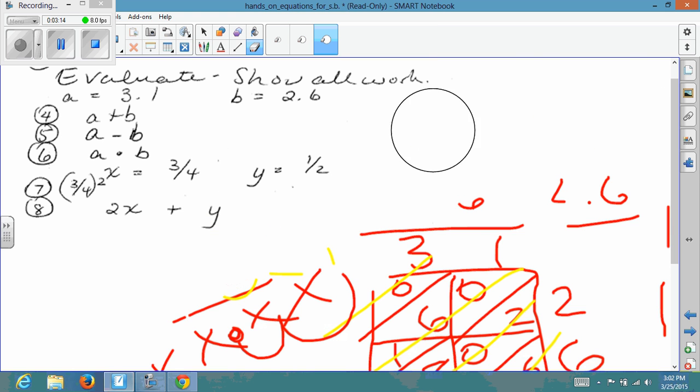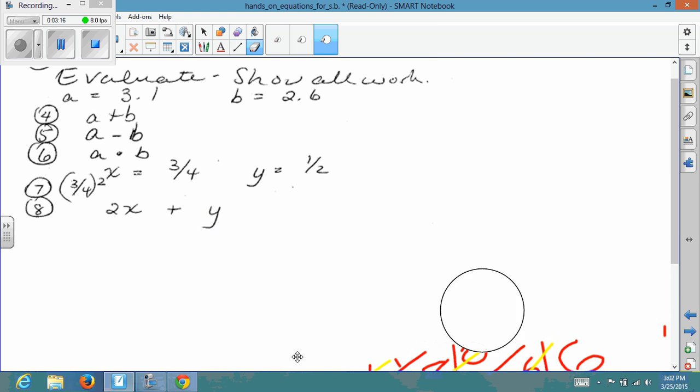All right, we're up to question number 7. Now, number 7's a little bit different. Here it says that x is 3/4, so that should really be an x inside of there.